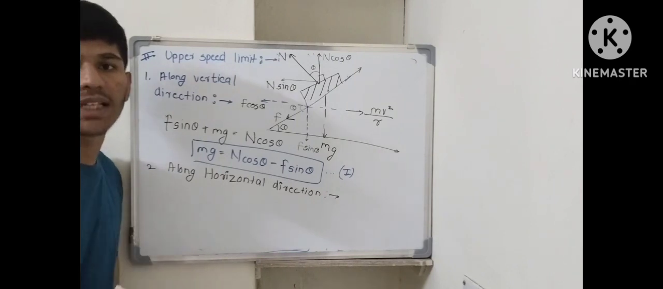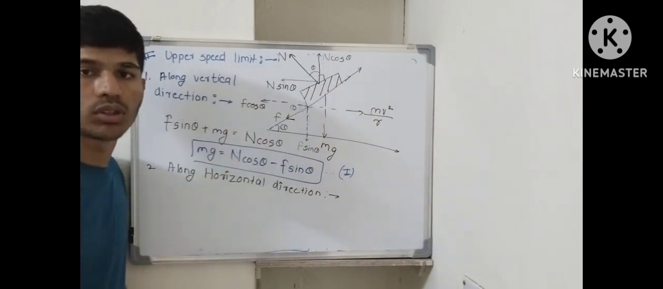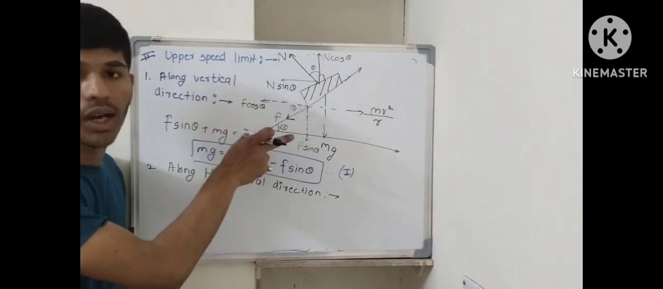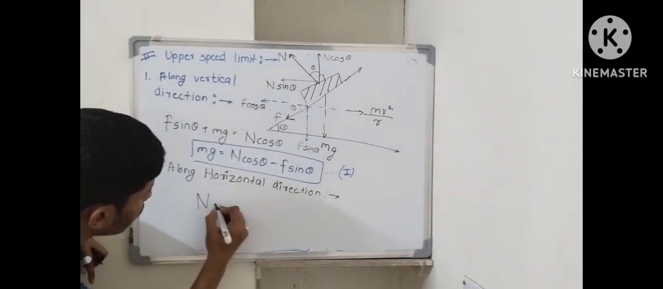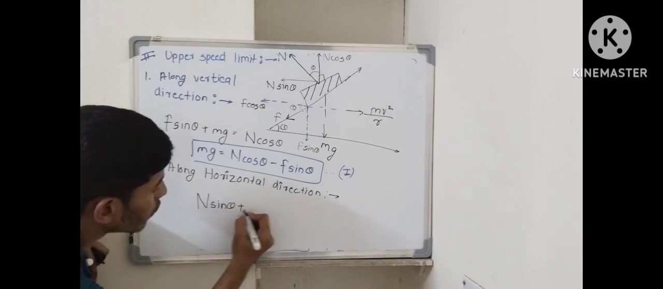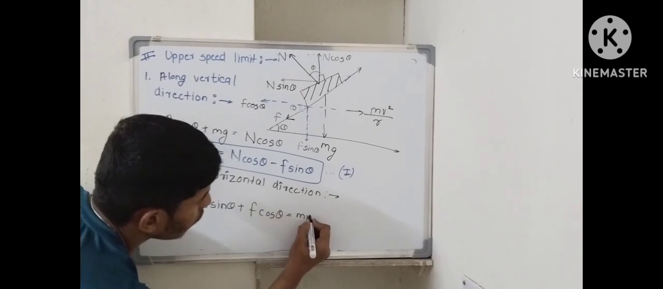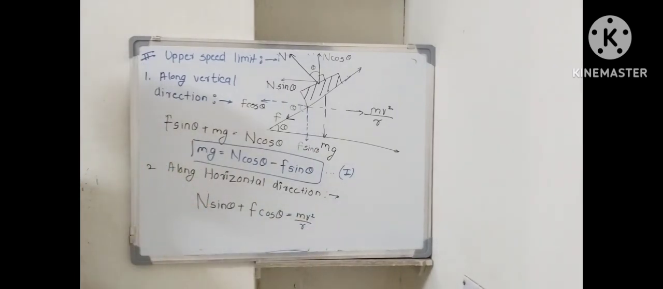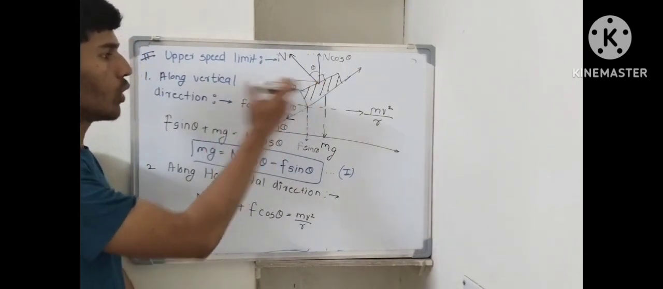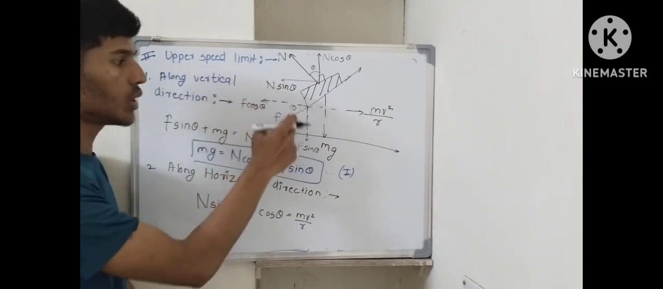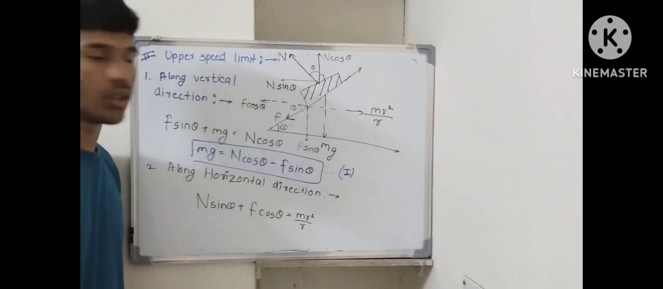समझ में आया? अभी पिछले केस में भी हमने यही किया था कि ये जो दोनों फोर्स थे हमने उसे सेंट्रिपिटल फोर्स से इक्वेट कर दिया था. So the same thing we are doing here. That is n sin theta plus f cos theta is equals to mv square by r. Okay. ये जो दोनों फोर्स है n sin theta and f cos theta, ये दोनों इस डायरेक्शन में है और उसके अपोजिट फोर्स कौन सा है? mv square by r. So these two forces are balancing centripetal forces.